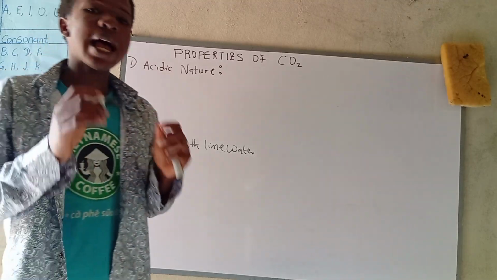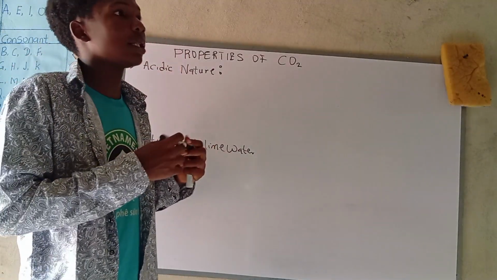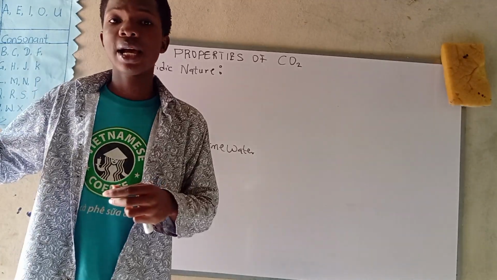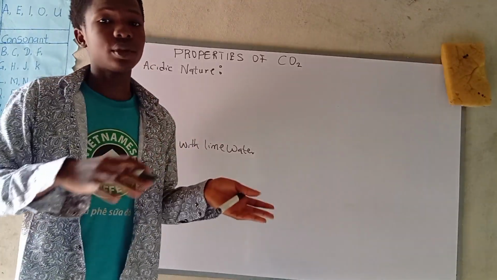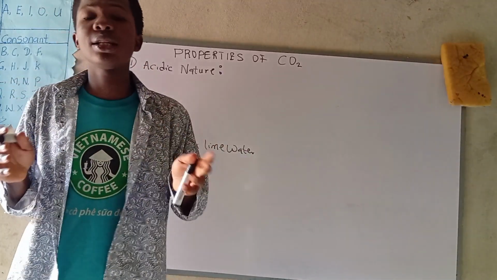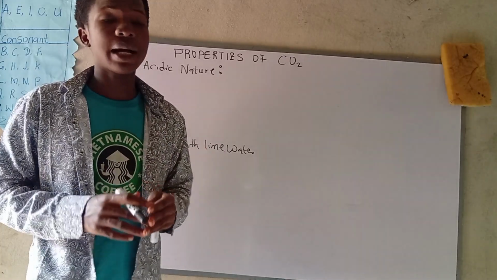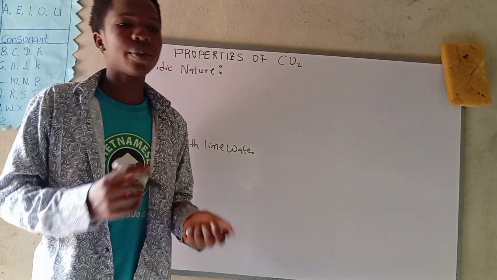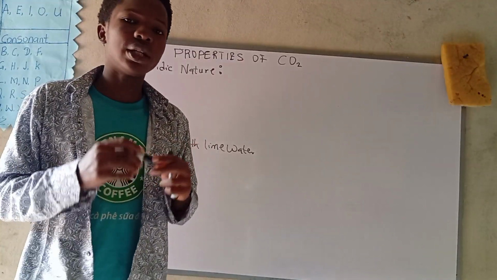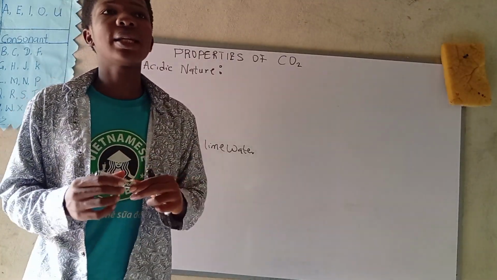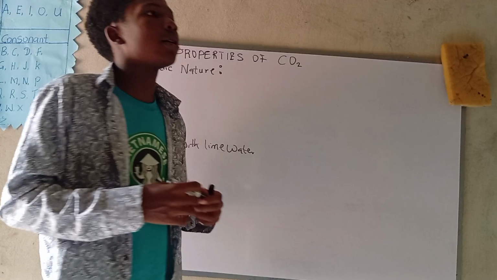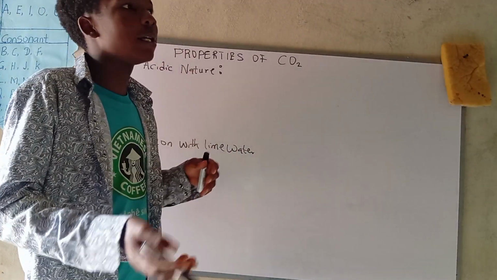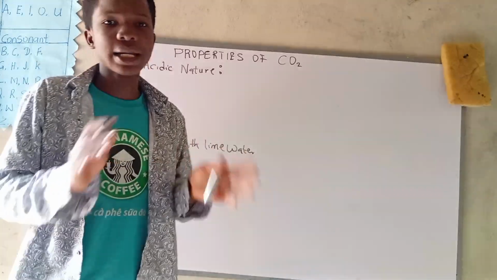First, the acidic nature. I said it before in our former video that CO2 is the acidic oxide of carbon. Now let me explain. CO2, which is carbon dioxide, is soluble in water, so it can dissolve in water. When CO2 dissolves in water, it will form a weak dibasic acid.